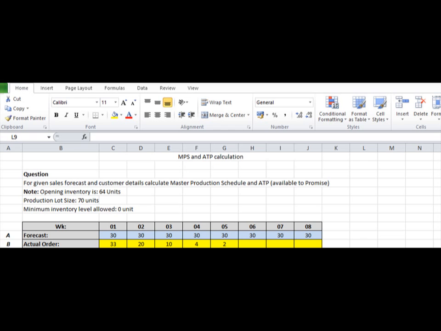So let's go through the question again. Here we have a forecast and actual production order that we received from our customer. The opening inventory level given to us is 64 and the production lot size is 70. And as usual, the minimum inventory level allowed is 0 units. So let's go for the solution.